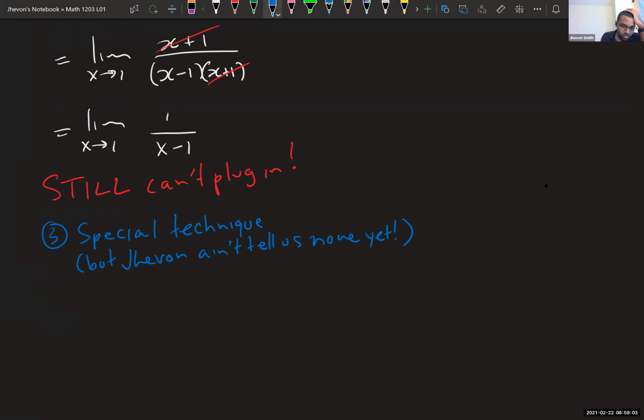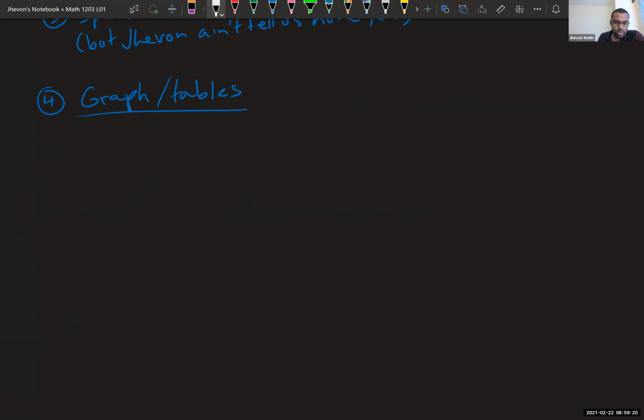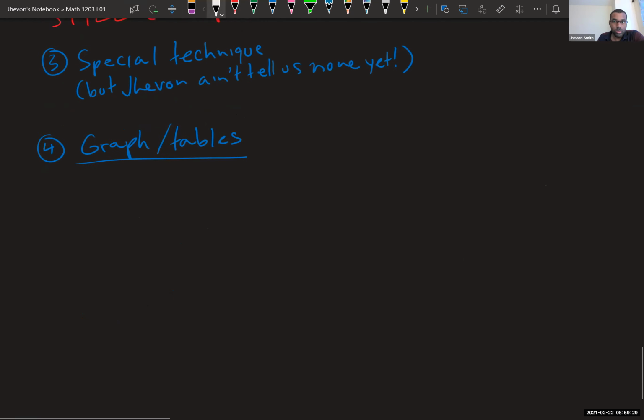So now we move to the fourth one, where it's a graph or a table of values. As I mentioned, I'd rather use the graph, especially for something like this, the graph of 1 over x minus 1. You should kind of know what that looks like. What does the graph of 1 over x minus 1 look like?